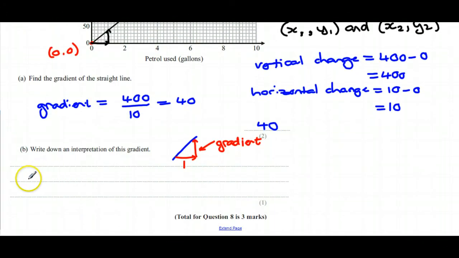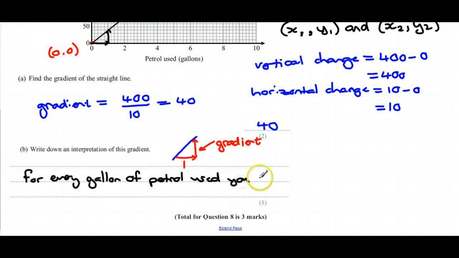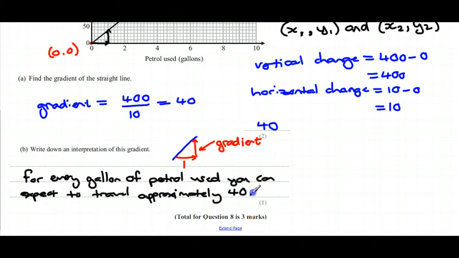So the gradient implies that for every gallon of petrol used, you can expect to travel, I'm putting in approximately because this is just taken from some data on a graph, approximately 40 miles.